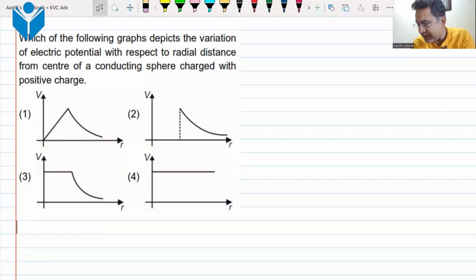Which of the following graphs depict the variation of electric potential? Remember, so many graphs we have drawn with respect to the radial distance from the center of a conducting sphere. Which graph correctly represents the variation of electric potential from the center of a conducting disk? Sir, option 2, sir.